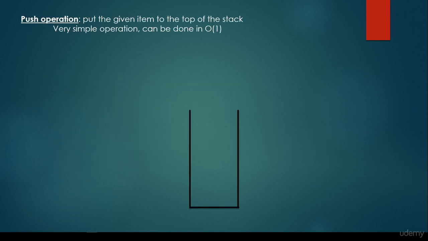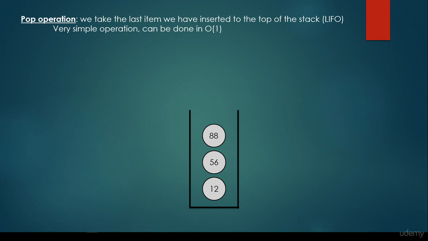So for example, we have this push operation. We put the given item on the top of the stack. It is a very simple operation. It can be done in order 1, so constant time complexity. So we would like to push the 12 on the stack. We just insert it. Then we push the 56. We are going to put it on the top of the 12. We are going to push 88. It's going to be the next item we push onto the stack. Okay, so the push operation is basically adding items to the stack.